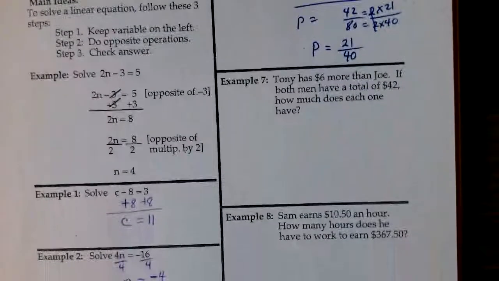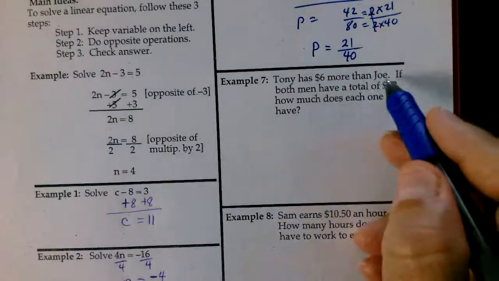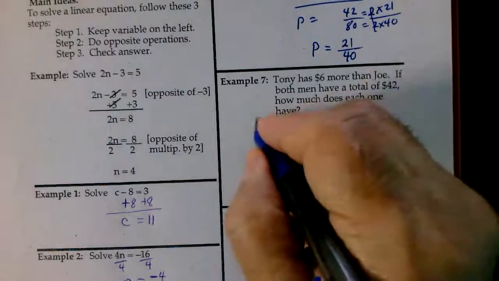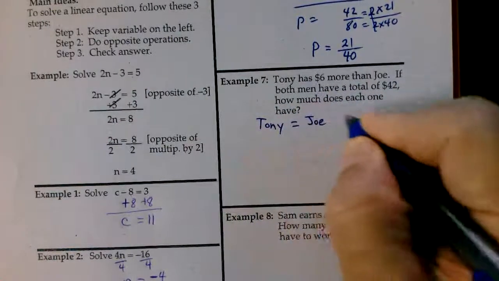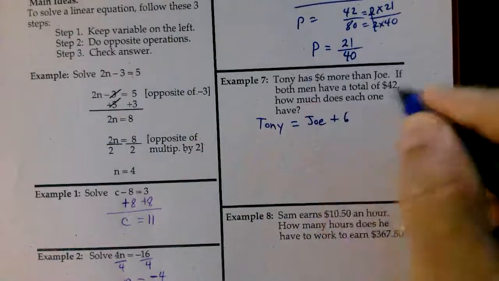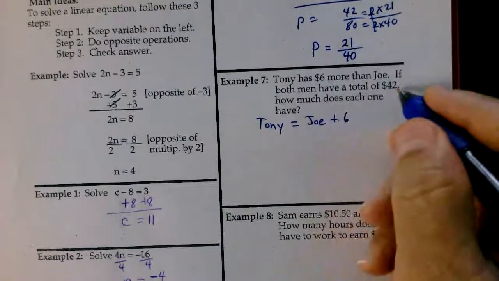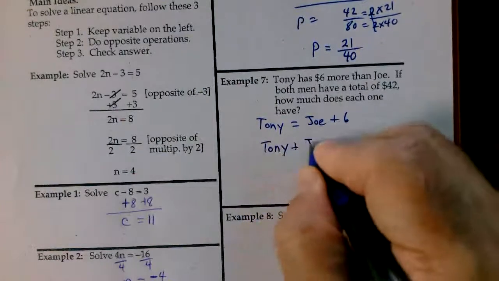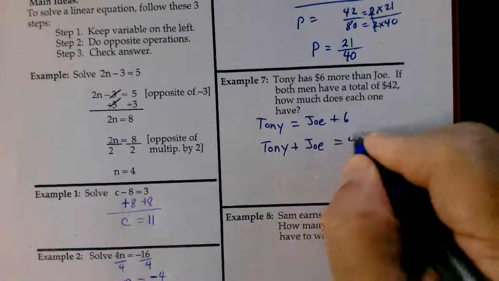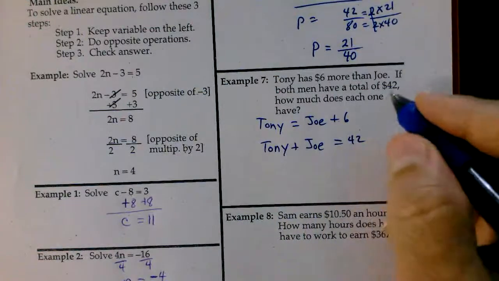Let's talk about language. Tony has $6 more than Joe. So already I say Tony is Joe plus $6. That's what it says. If both men have a total of 42, Tony plus Joe is 42. How much does each one have?